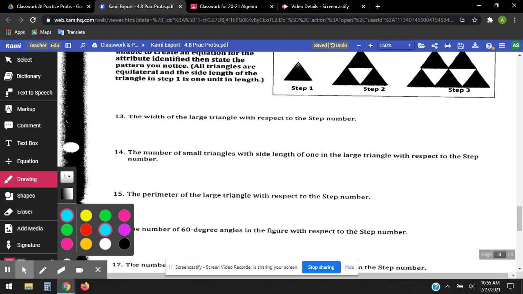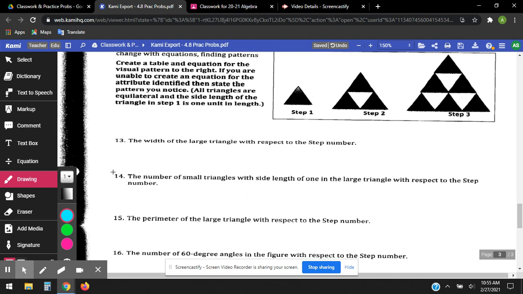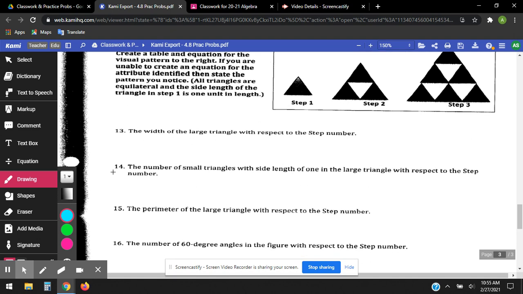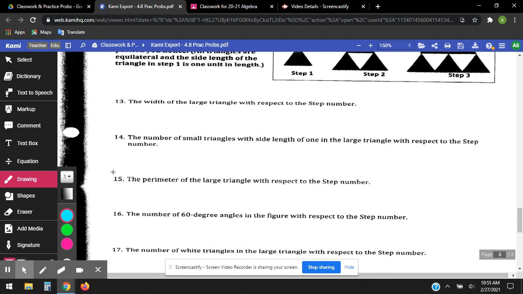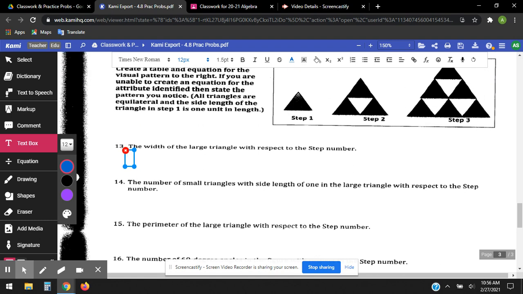Okay, here's some practice with equations. So a table and equation for the visual pattern to the right. If you're unable to create the equation for the attribute identified, then state the pattern you notice. All right, so everything equals 1. The width of the large triangle, we're going to do text boxes for this. The width of the large triangle with respect to the step number. So step number is this top one, and the below is width.